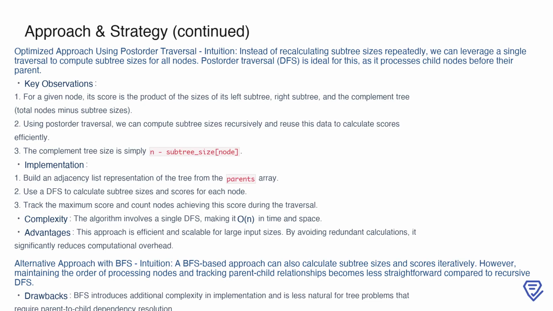This approach has a time complexity of n, as it involves a single traversal of the tree, and its space complexity is also n, which makes it both time efficient and memory efficient. While a breadth-first search, BFS, approach could also compute subtree sizes iteratively, it introduces additional complexity in managing the order of processing nodes and resolving parent-child dependencies. Therefore, DFS is a more natural and straightforward choice for this problem.